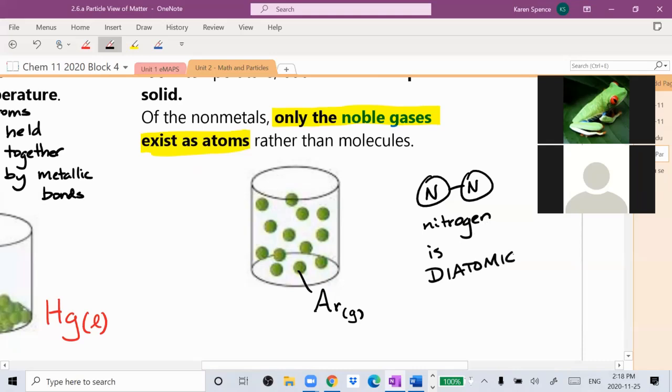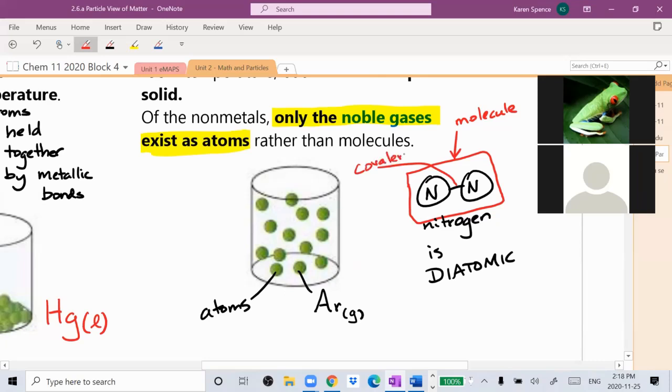So instead of existing as atoms, the diatomics exist as what kind of a particle is this? What kind of particle is this right here? Molecule? That is a molecule. And that means in between those particles, what kind of a bond do we have? That is a covalent bond. And those nitrogen and nitrogen, I guess they have to be both nonmetals. If one of them is a nonmetal, the other nitrogen must also be a nonmetal.